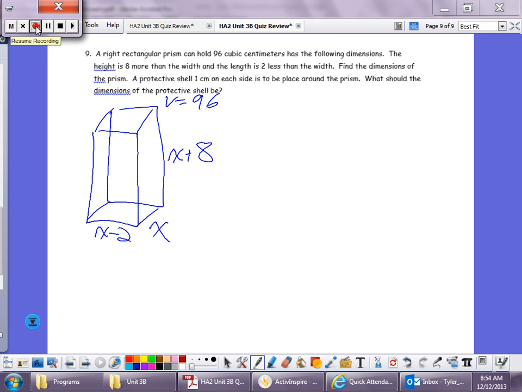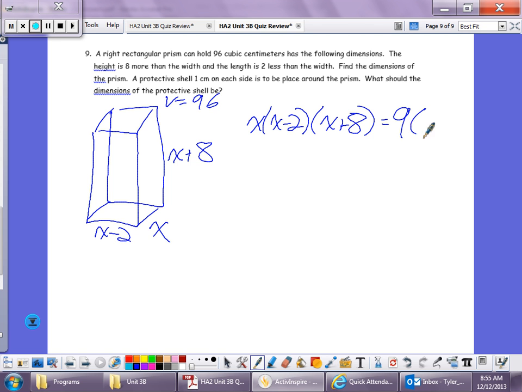So they tell you the volume is 96 of the prism, and then it asks you for the dimensions of the prism. Volume is just length times width times height. So it's just going to be x times x minus 2 times x plus 8, and that has to equal 96. Right? Because volume is length times width times height. So once you have this, all you're doing is solving.